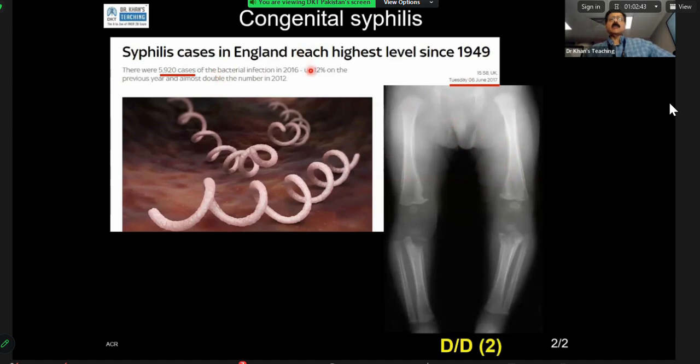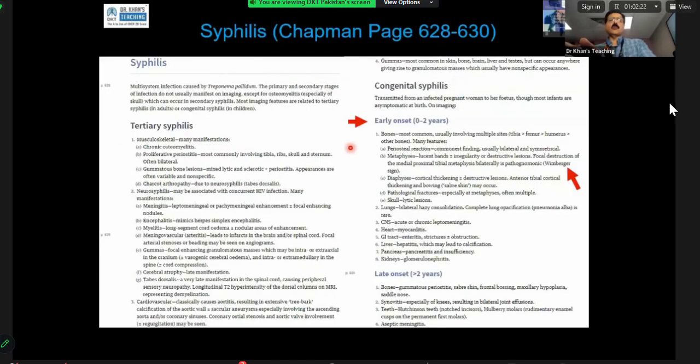You see this, people think that congenital syphilis you will not see in UK. No, you will see it in UK. This is 2017, by the way, quite old, but it says 5920 cases of bacterial infection, up 12% from 2010. And this is from your book. Syphilis is divided into tertiary syphilis and congenital syphilis.